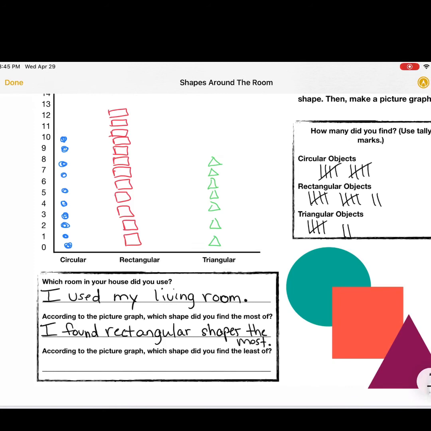According to the picture graph, which shape did you find the least of? Well, which shape did I find the least of? I found triangular shapes the least.